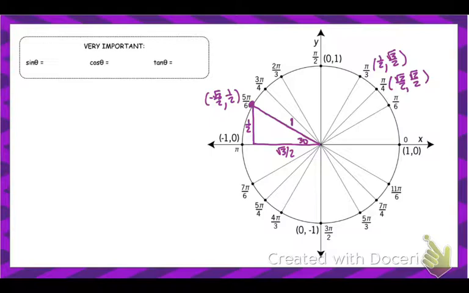So it's still the same values, so I'm going to go ahead and put that same triangle in here. All right, across from the 30 is still the 1/2, and at the bottom it's still root 3 over 2, and the hypotenuse is still 1. But again, what's different here is those positives and negatives.